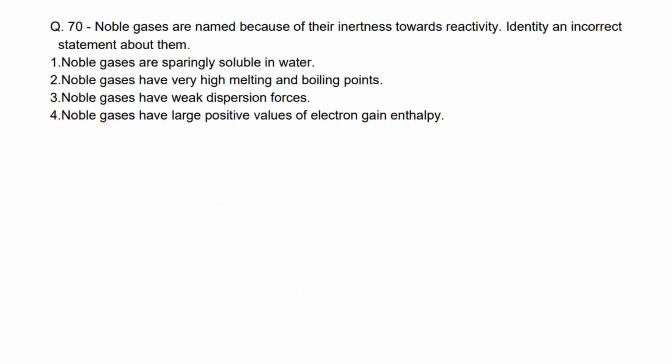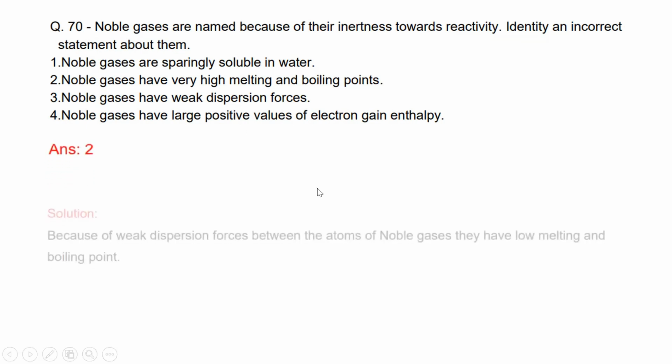Noble gases are named because of their inertness towards reactivity. Identify an incorrect statement about them. Noble gases are sparingly soluble in water, so that is a correct statement. And noble gases have high melting and boiling points. That is wrong. Noble gases are gases at room conditions, they have very low melting and boiling points. So the second statement is the incorrect statement. Next, the third statement, noble gases have weak dispersion forces. We all know that. And noble gases have large positive values of electron gain enthalpy. That is also correct. So the second statement is the incorrect one, and that will be our answer for question number 70. So option 2.